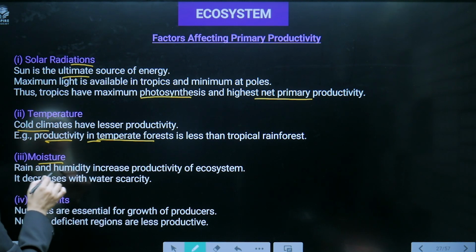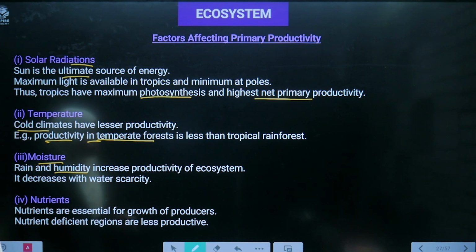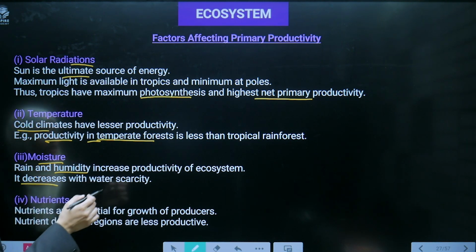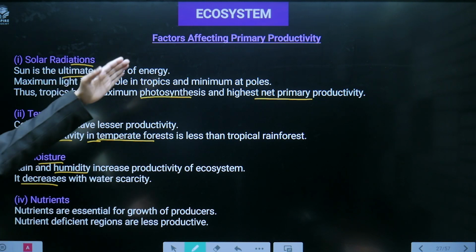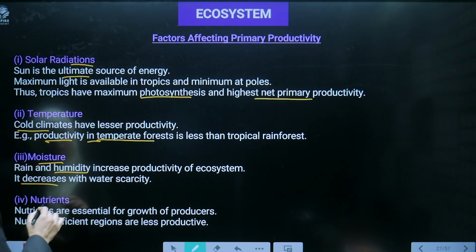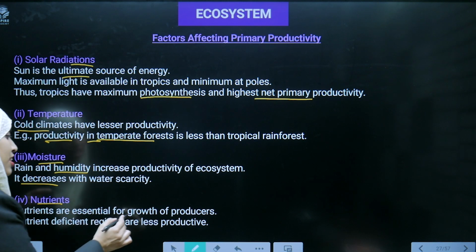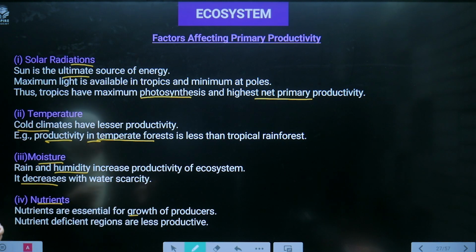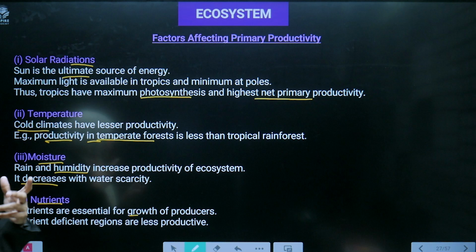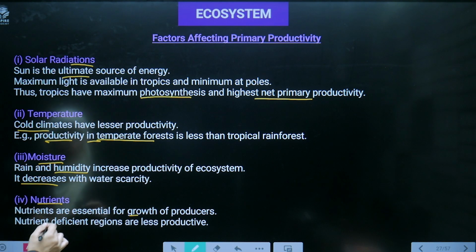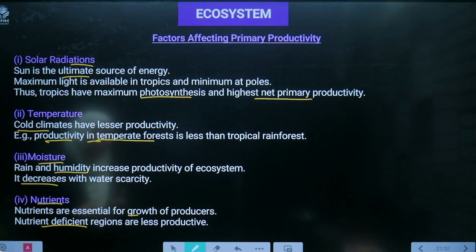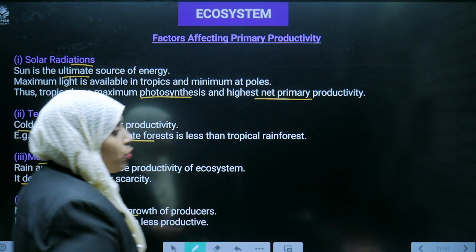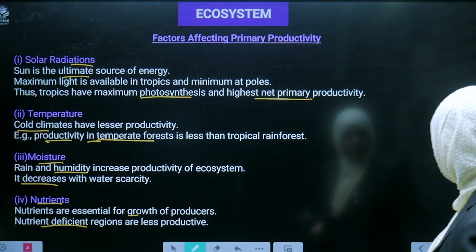Moisture: definitely rain and humidity increase the productivity of the ecosystem. If water decreases, so scarcity of water, it again affects the primary productivity. Nutrient availability: nutrients are essential for the growth of the producer. Nutrients act as an inorganic material or substance which helps them to prepare their food. So if there is a nutrient deficient region, if there is a lack of nutrients in the soil, then productivity will definitely decrease.